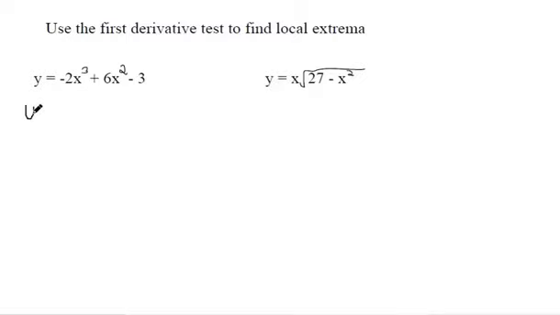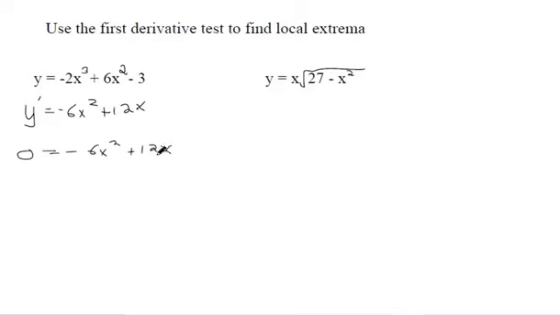When they say use the first derivative test to find local extrema, they mean they want you to find critical points. So you can take a derivative and set it equal to 0. That's the process of finding a critical point. So there's our derivative. I'll set it equal to 0, and it's quadratic, so we'll solve it by factoring.